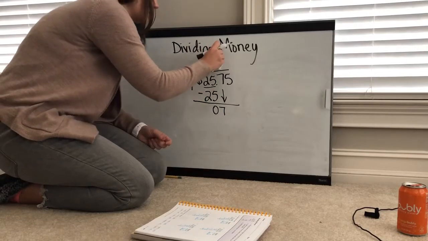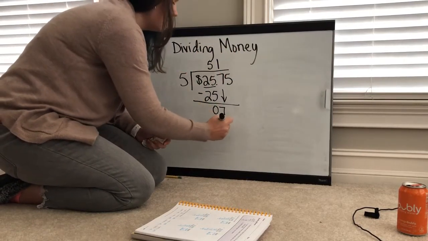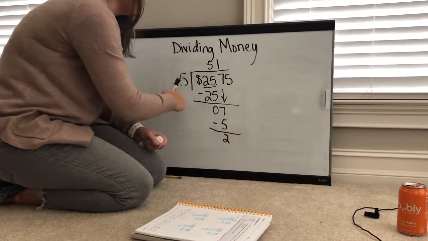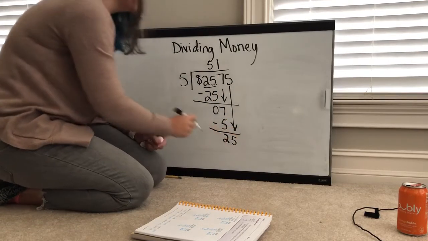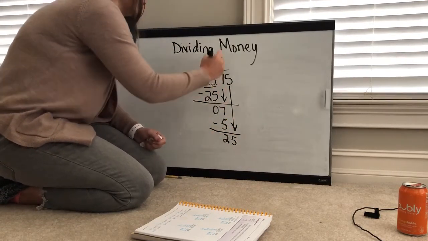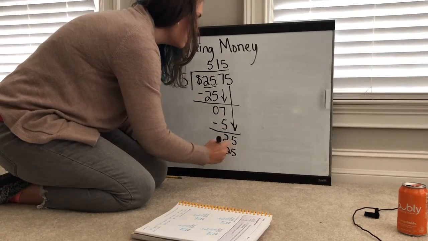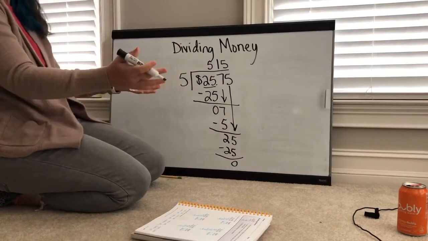Excuse me, I'm going to write the wrong thing if you don't keep me in check. And then 1 times 5 is 5. Subtract, 7 minus 5 is 2. 2 is smaller than 5, so we're on the right track, and bring down my last number. 5 goes into 25 5 times again. 5 times 5 is 25. 25 minus 25 is 0, and I have nothing left to bring down, so I know that I'm finished.